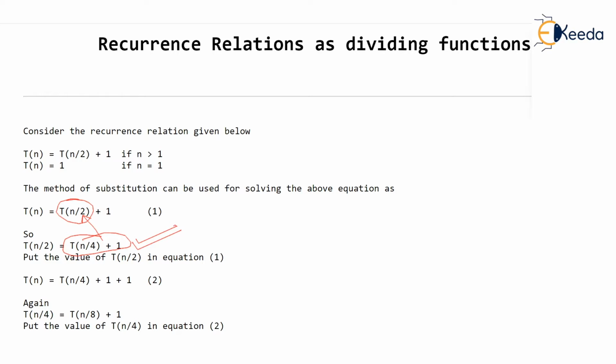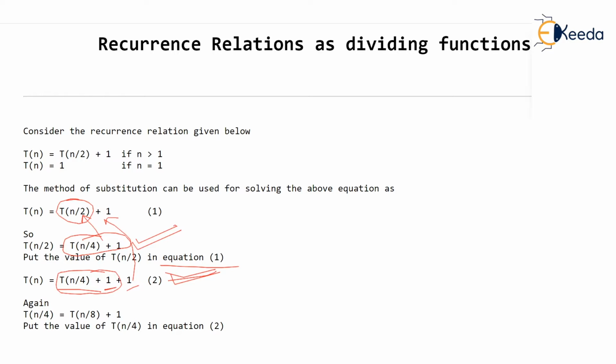So on substituting this value of T(n/2) in equation 1, we get equation 2 here, which will be T(n) = T(n/4) + 1. Now just check, this T(n/4) + 1 is nothing but T(n/2), and then that plus 1, which we had in equation 1, stays as it is.